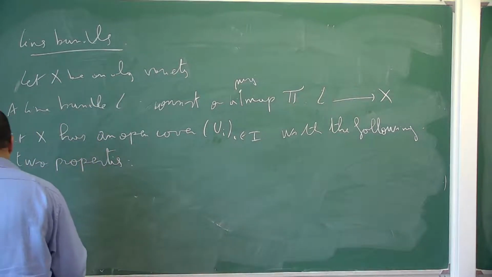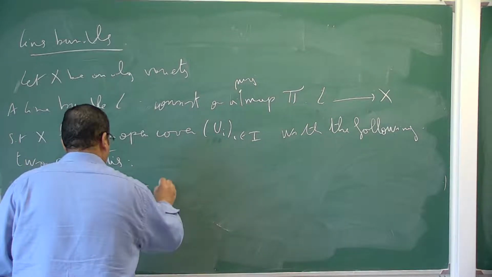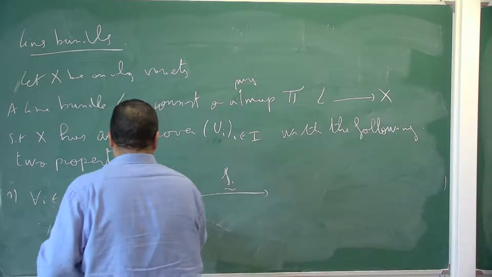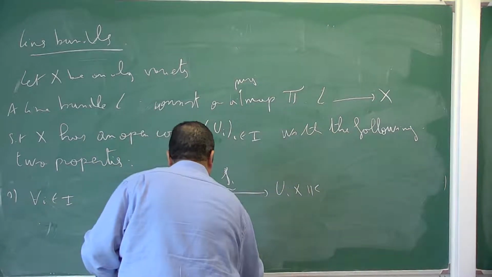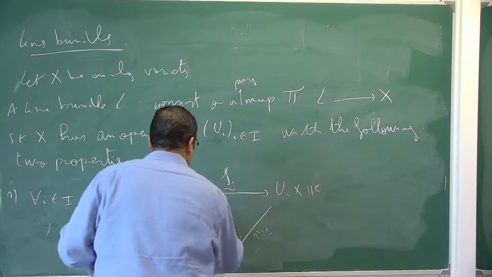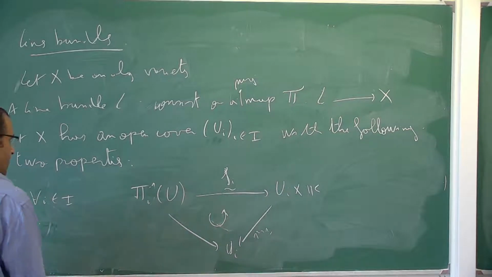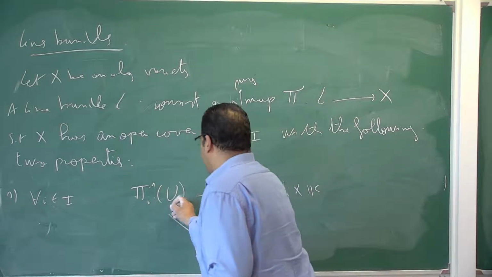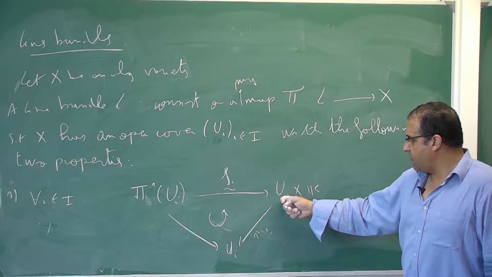Which means that for all i in I, there exists some morphism phi_i from P^{-1}(U_i) to U_i times K, with the first projection, and this diagram commutes. It's a commutative diagram. Which means that over this open, it looks like just U_i times K.